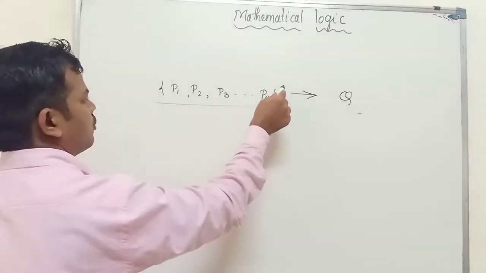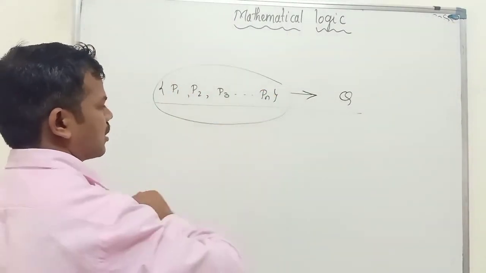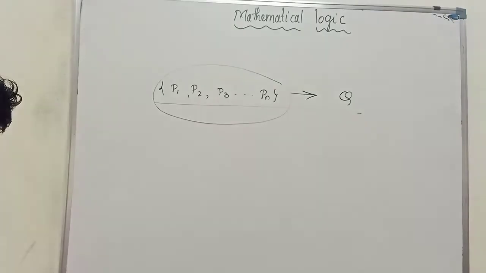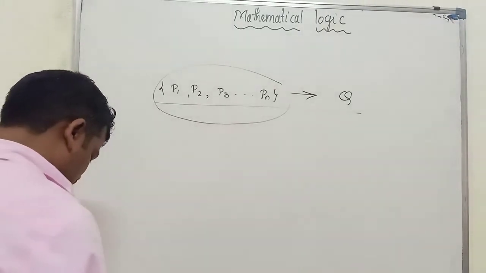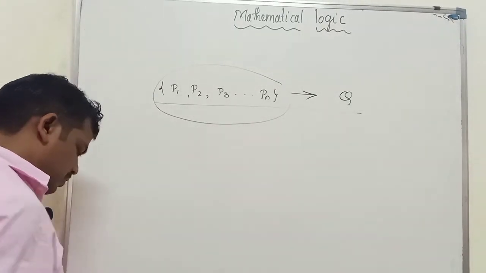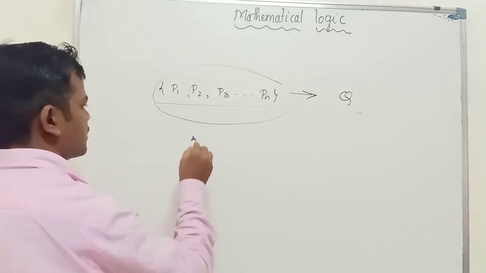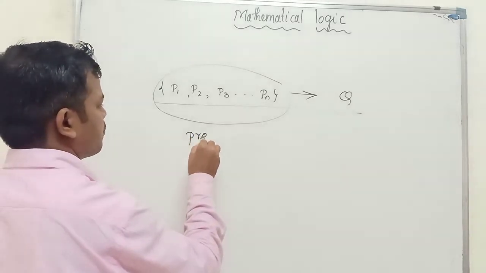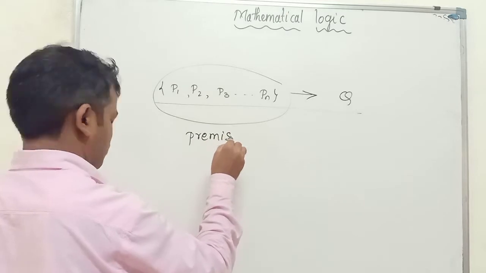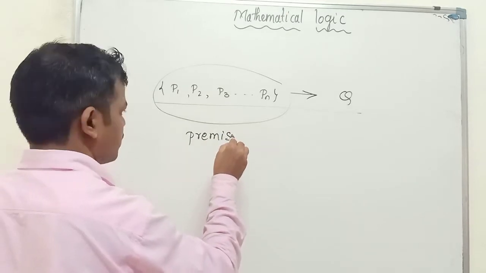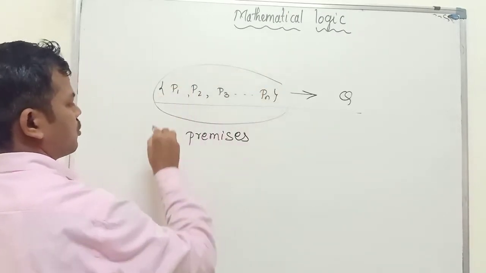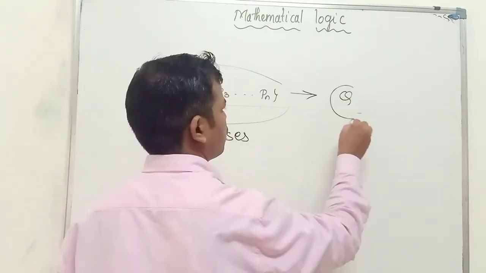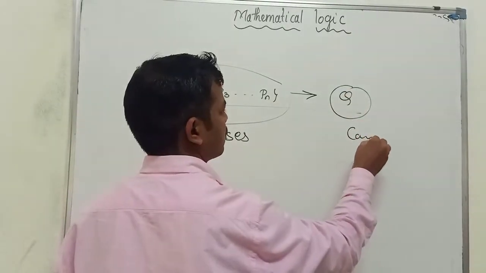Then for the set of these components, we call them the premises. Then for Q we call it the conclusion.